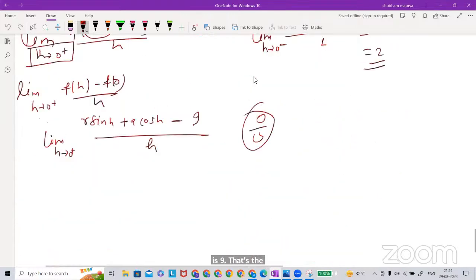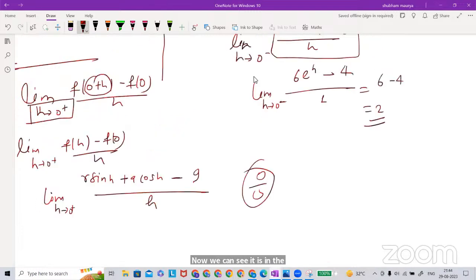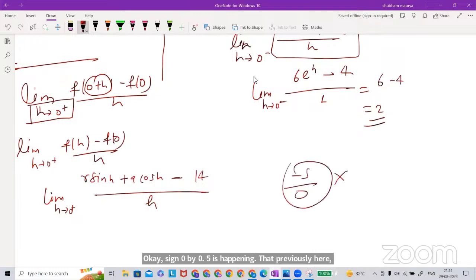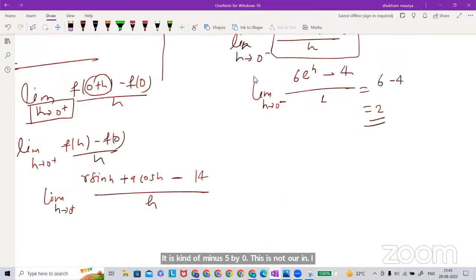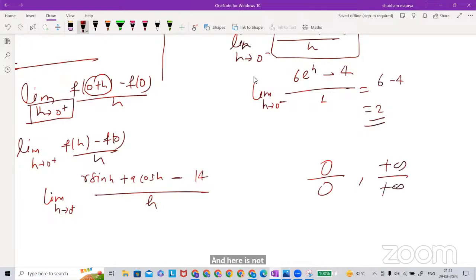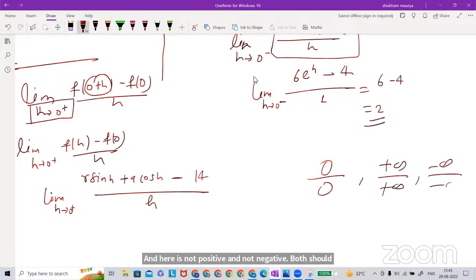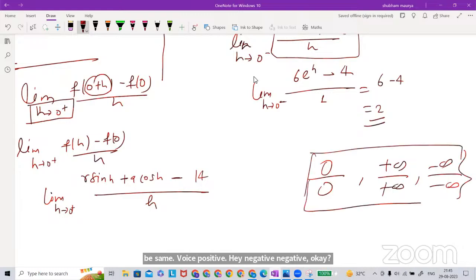Now we can see it is in indeterminate form. Again, the 0 by 0 form is happening. Previously, when it was 14, it was not indeterminate form. It was kind of minus 5 by 0. This is not our indeterminate form. We cannot apply L'Hopital rule here. Our rule is only for 0 by 0, and here it is not positive and not negative. Both should be the same: positive, positive, or negative, negative. Okay, please remember this one. If it is not, then you cannot apply.